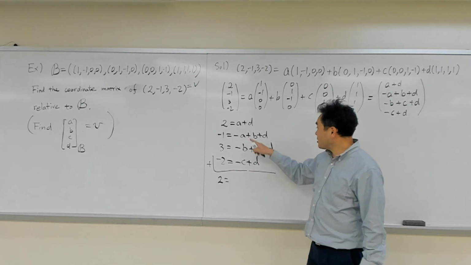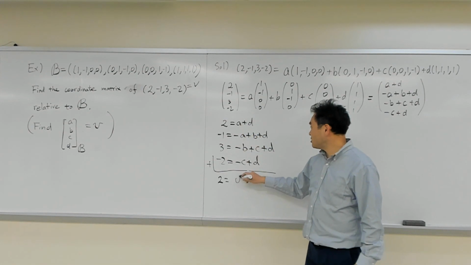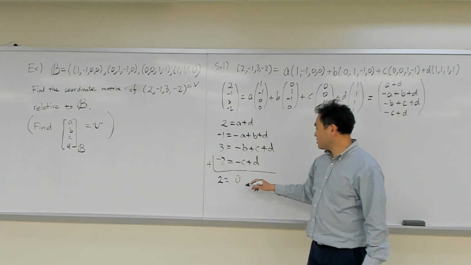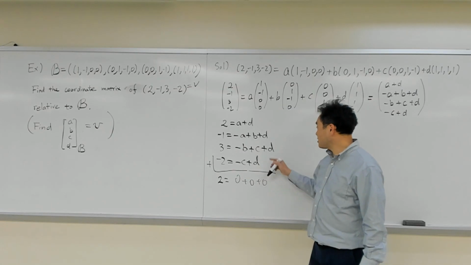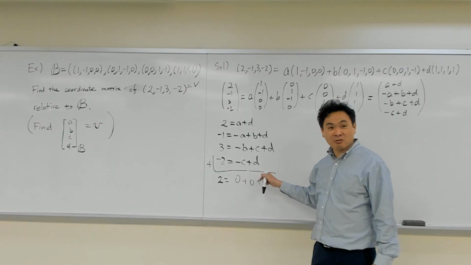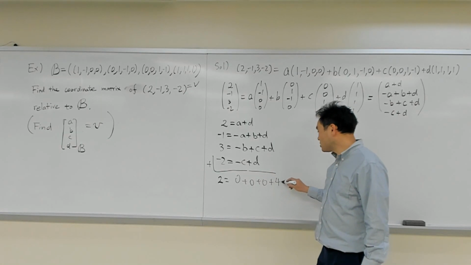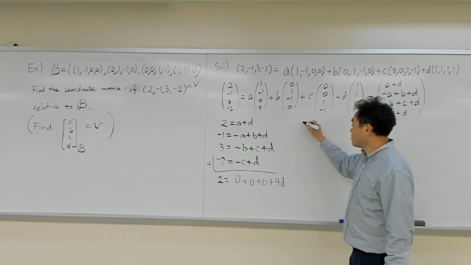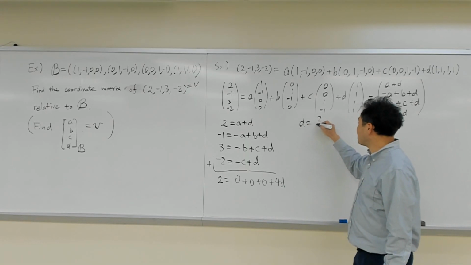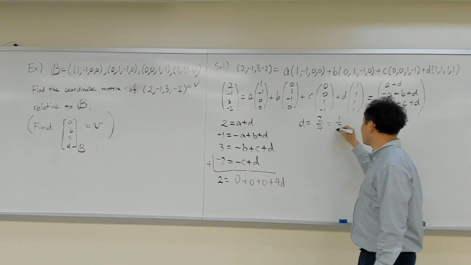But if you do that, then a plus -a is 0. b plus -b is also 0. c plus -c is 0. And then what do you get? You get d plus d plus d plus d, so that's 4d. So that gives you d equals 2 over 4, which is 1/2. Okay?